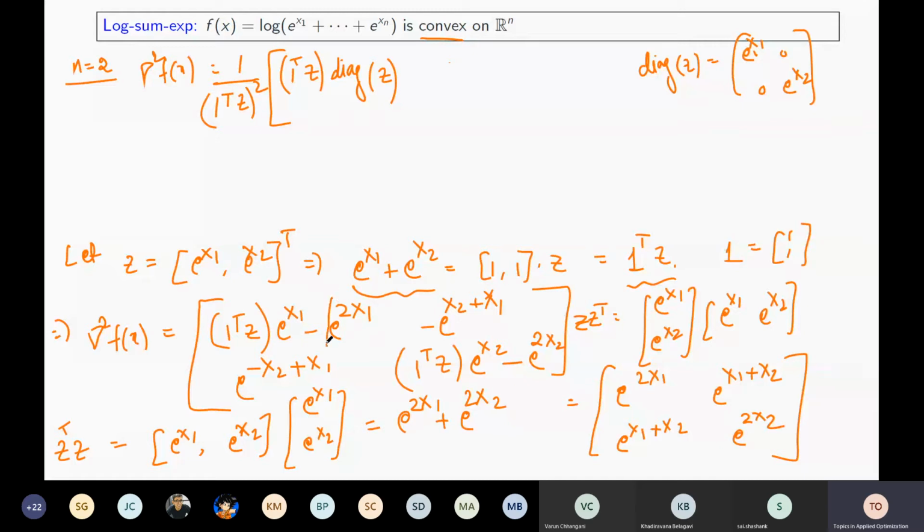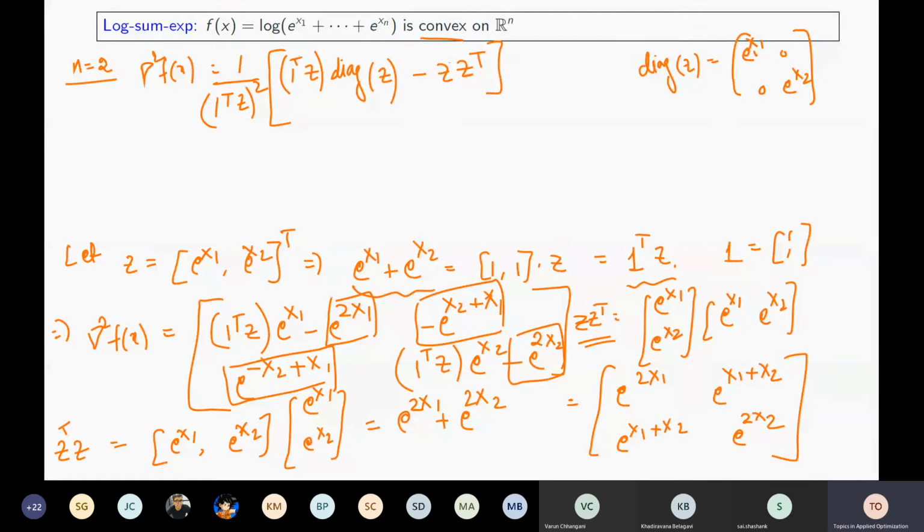So the things left to be fixed are these terms, so we need to do something. What we notice is that these terms are actually available in z z transpose. So e^(x2+x1) is there, but we need the negative of that. So if we take the negative of z z transpose, we fix the remaining terms.